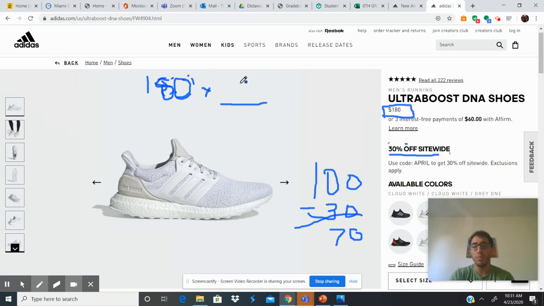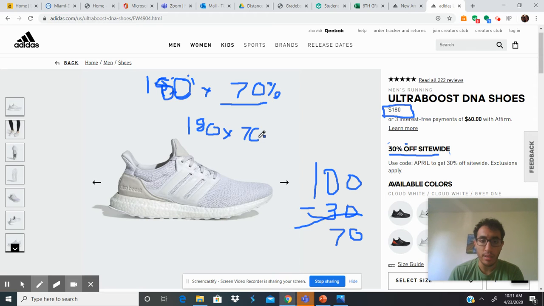However, I can't just multiply by a percent just like that. Right? Can't just do that. I need to turn that into a fraction is my preferred method. If you want to do decimal, that's fine as well. So we could do 180 times 70 over 100.